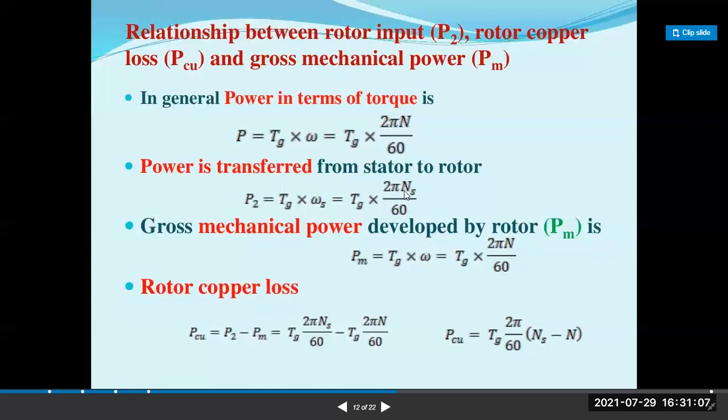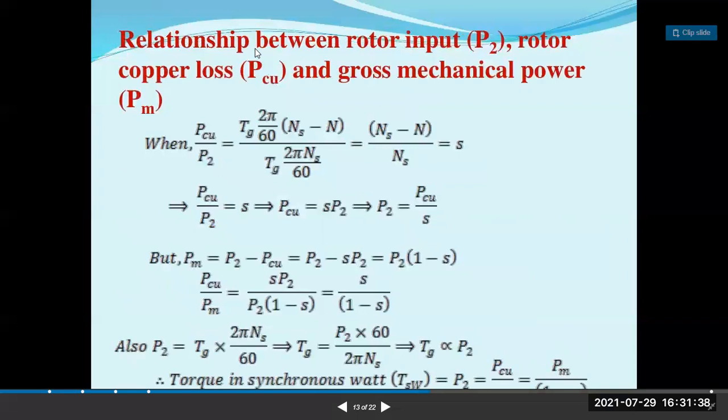P2 has the value Tg into 2 pi ns upon 60, and PM is given as Tg into 2 pi n upon 60. So from these two equations you will get Tg into 2 pi upon 60 as the common term, and within the bracket ns minus n, that will give you the relative speed between the rotor and magnetic field. When you divide this whole term by ns, you will get the value of the slip. So this is all about the rotor copper loss.